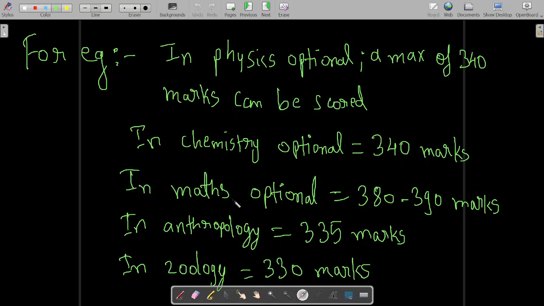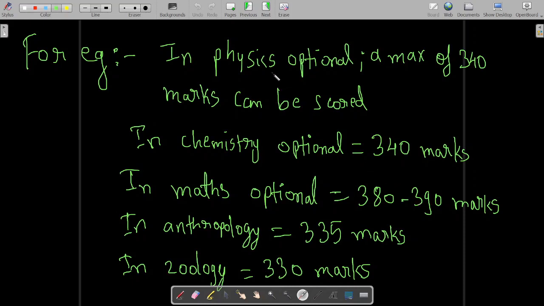Now what about maths optional? In maths optional everything is numerical. There is no theory involved in maths optional. As there is no theory involved, you can score 380 to 390 marks, and maths is one of the most scoring optionals. That's why it is most scoring, because it has only numericals. Everything has to be solved, nothing is theoretical. Every step is fixed, the final answer is fixed, every procedure is fixed. So the maximum score goes up to 380, 390. With sufficient practice you can do that.